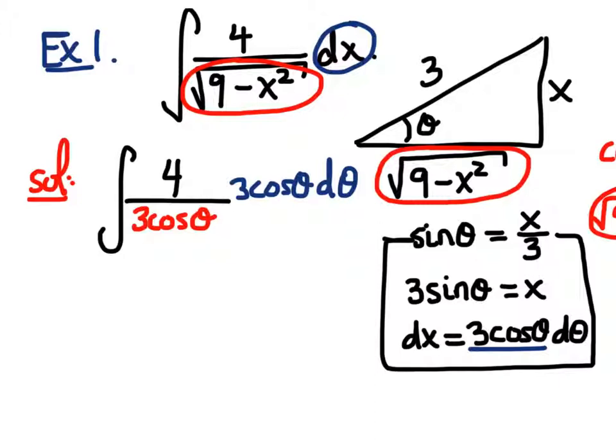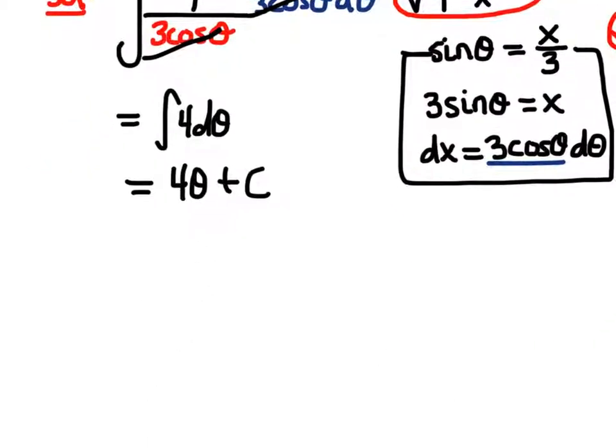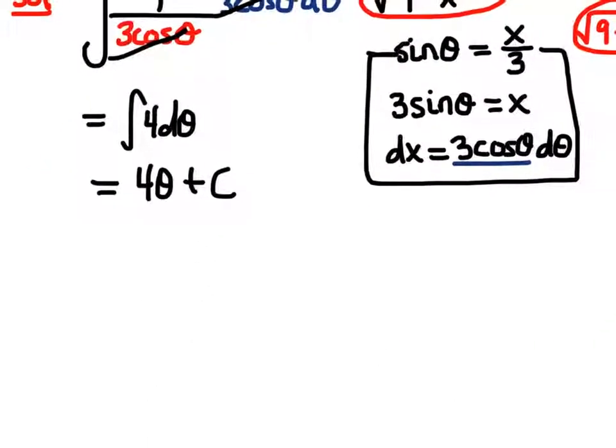At this point you should be pretty excited because everything cancels out, and we're just left with the integral of 4 d theta. That's a very simple integral. It's all with respect to theta, so you end up with 4 theta plus c. And you're almost out of the water. We now just have to bring this back to be in terms of x.